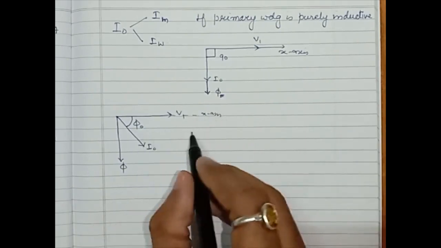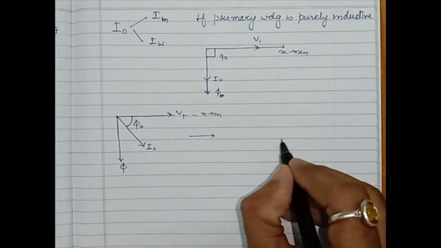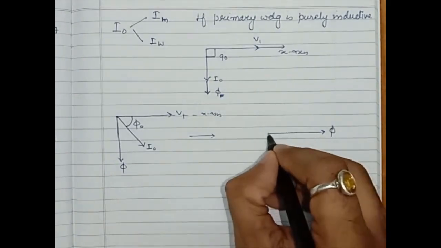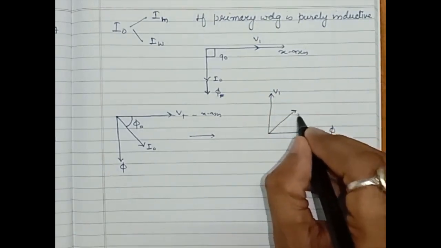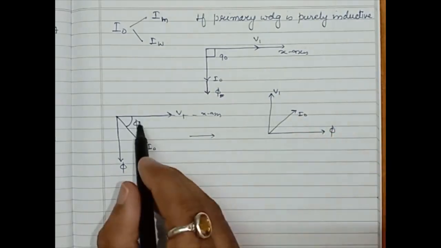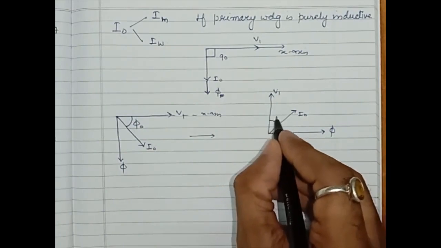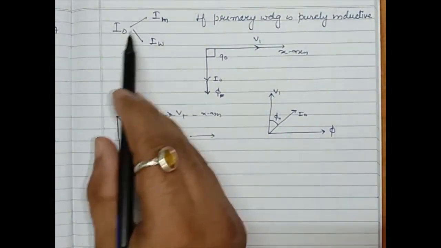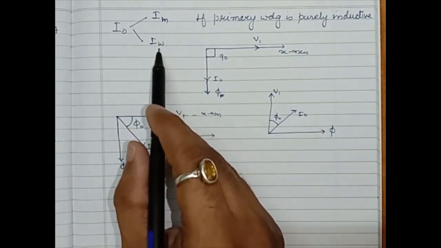Now suppose we change the orientation, or rotate it by 90 degrees. It will become like this. This is V1, and this is I naught. Phi naught is the angle between V1 and I naught. Now this I naught can be resolved into two components, Im and Iw.